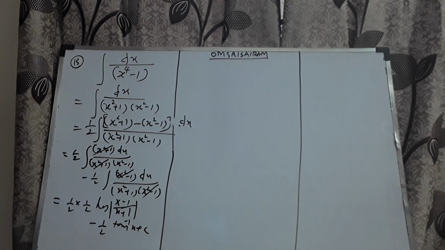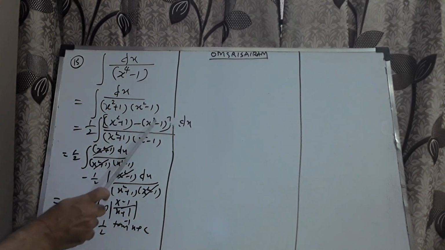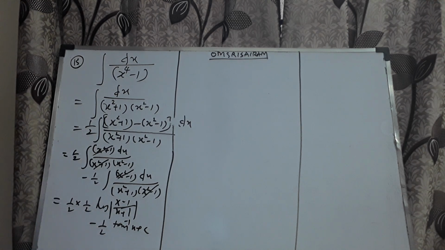It's a very simple thing. I'll just explain once again. X power 4 minus 1 can be written as x square plus 1 into x square minus 1. In the numerator, I'll be able to write it as x square plus 1 minus of x square minus 1. Here x square gets cancelled. 1 minus of minus 1 is 2. To compensate, divide by 2. Now make it into two integrals.